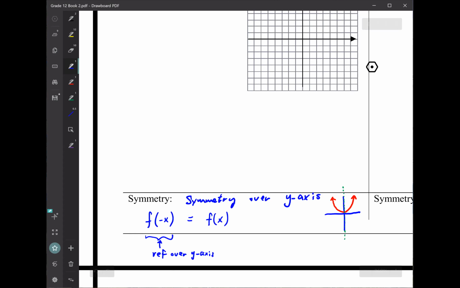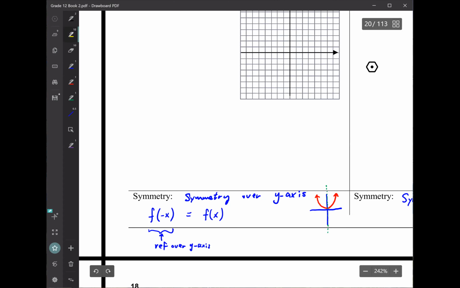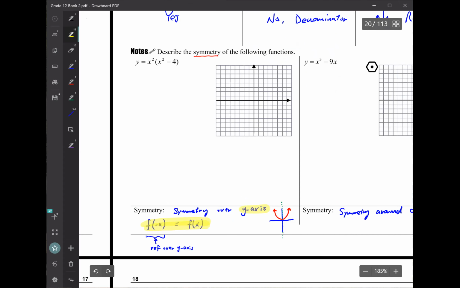Okay, so let's see how we can use this rule to check. You can highlight this one, reflect over y-axis. So for example, what we have here is the y-axis. We're going to start with f of negative x. Negative x means the input is negative x. For example, if you see f of 5, you will put 5 into the x. Here I have f of negative x, so I'm going to put the negative x into all the x places, and then see what happens.